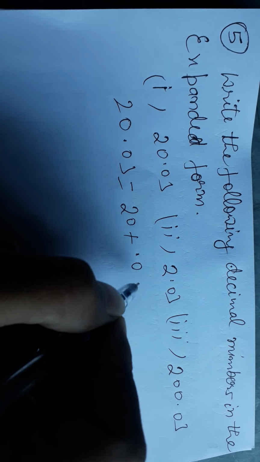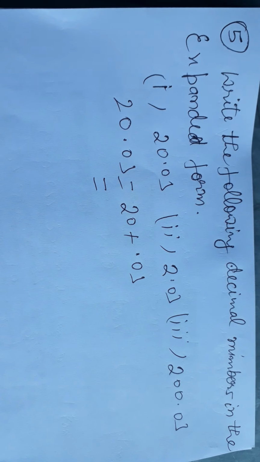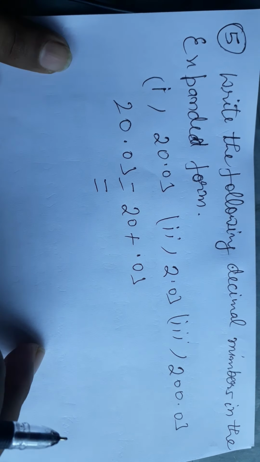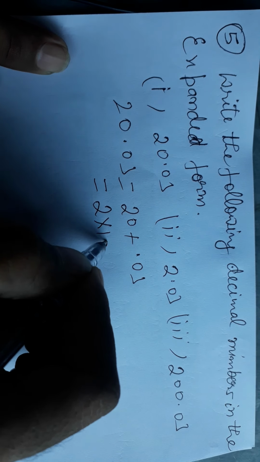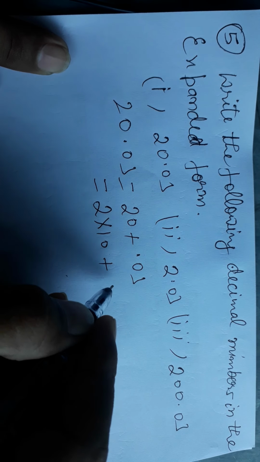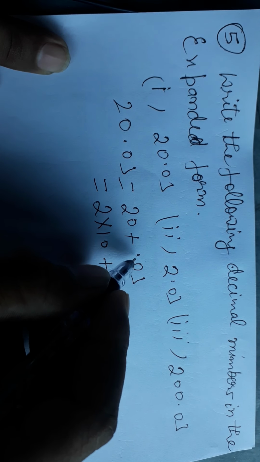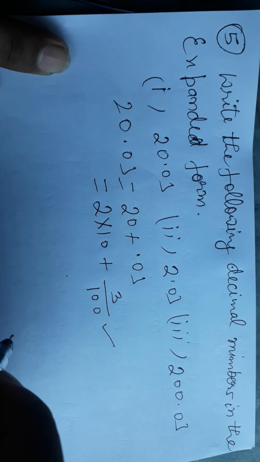So what we'll do is 20.03 should be written as 20 plus 0.03. Now this 20 can be written as 2 into 10 plus 3 upon 100, because after the point there are 2 digits, so it becomes 100. This is our required expansion.